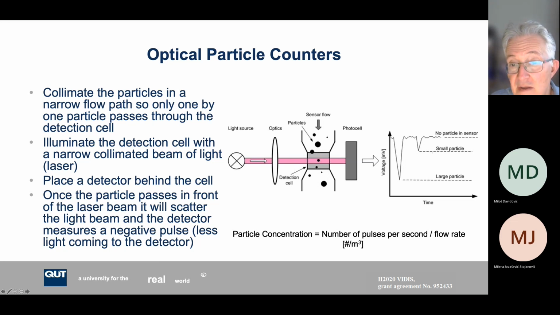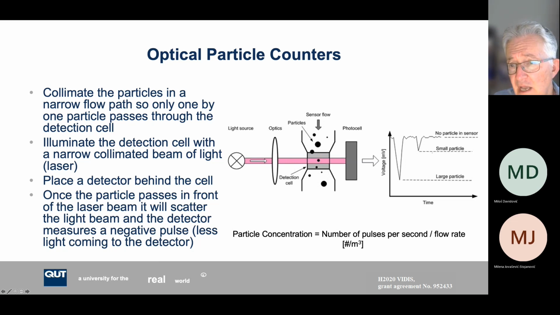And then you produce a steady flow, count the number of pulses per second, multiply that by the flow rate, and you get your particle number concentration, so how many particles per cubic centimeter. These devices are called optical particle counters, and they are the simplest possible devices to measure the light.